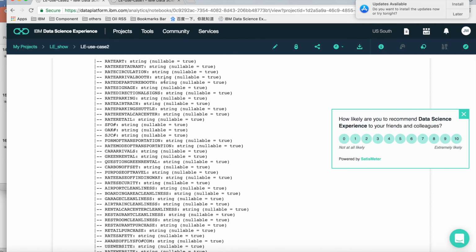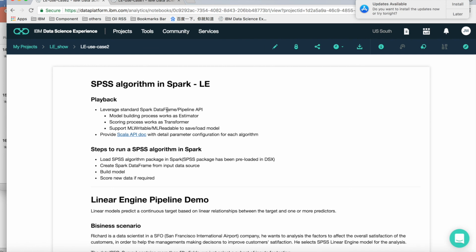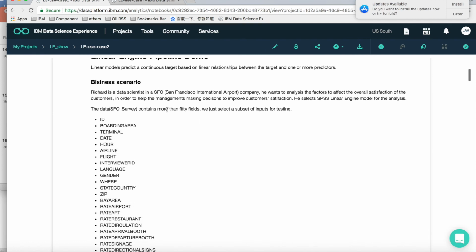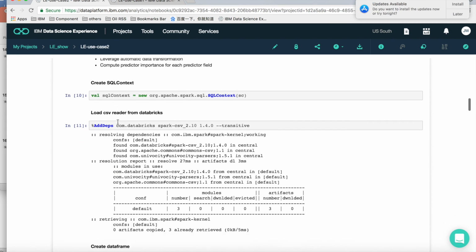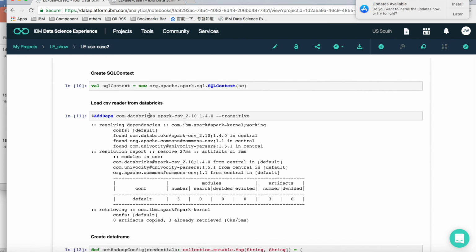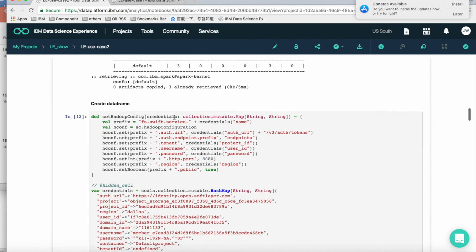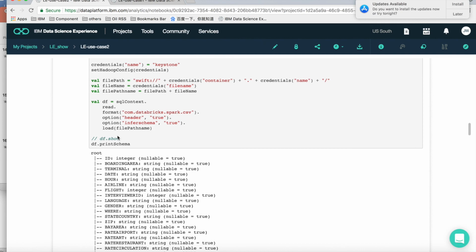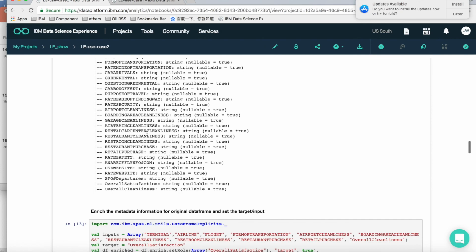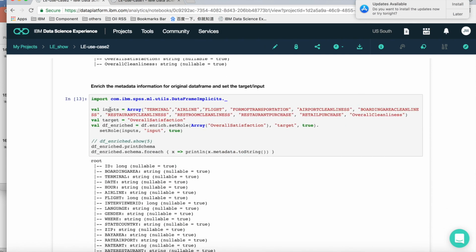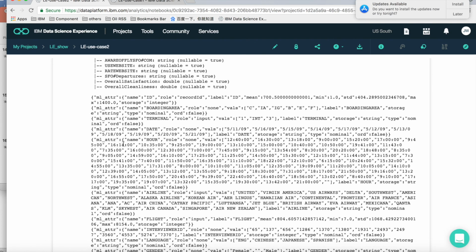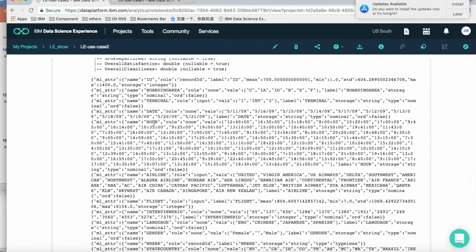Okay, this is the second example for LE use case 2. Richard used many predictors for his model. First, read the data using this API, and the data frame is here. It shows some basic schema for this data. With the enrich operation, the data is more detailed. It's one operation of data exploration.